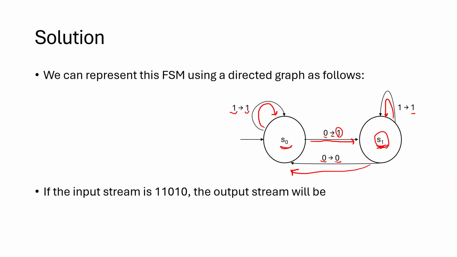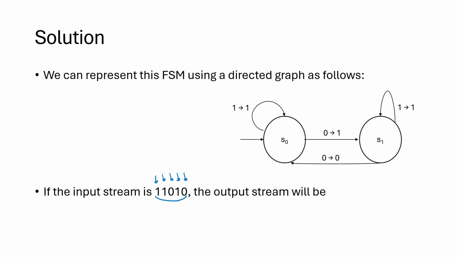Now, as I said, we are more interested in the behavior of these machines on a sequence or a stream of inputs. So that's the next part of this example. We want to know what happens if the input stream is this. The first input symbol is a 1, then another 1, then a 0, then a 1, and then the final input symbol is a 0. So we want to know what the behavior of this function is.